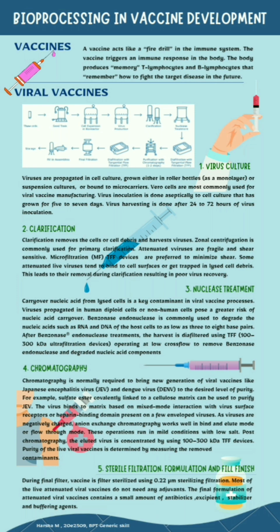The history of vaccine begins with a fight against smallpox. Basically, a vaccine acts like a fire drill in the immune system as it triggers an immune response in the body. The body produces memory T lymphocytes and B lymphocytes that remember how to fight the target disease in the future. Unlike natural infections, vaccines never cause illness, but they can cause other symptoms like fever, headache, body pain, etc. And it typically takes a few weeks for the body to produce the T cells and B cells after the vaccination.